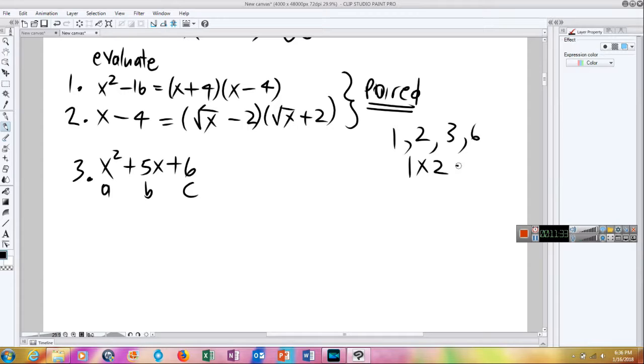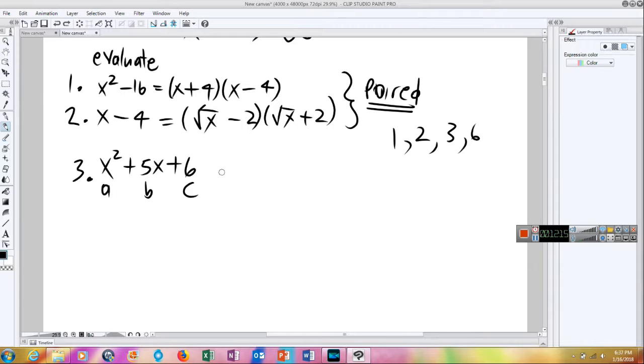We can do 1 times 2, but that's equal to 2. 1 plus 2 is 3. That works for neither of them. We can do 3 times 6, but that's 18. That's way out of the range for both. 3 plus 6 is 9. That does not work. Boo. So that leaves us with 2 times 3. We get 6. That checks out. 2 plus 3, we get 5. So we have something to work with.